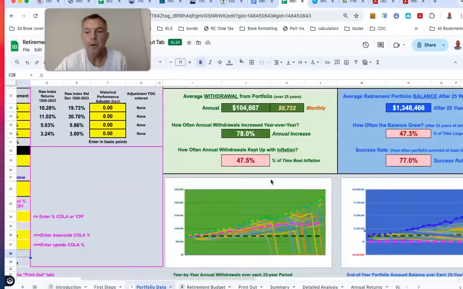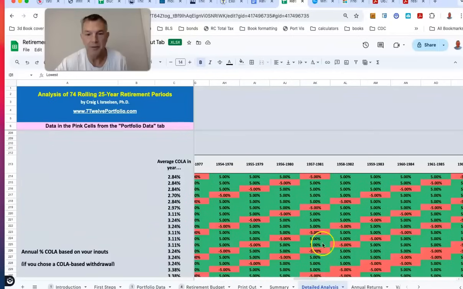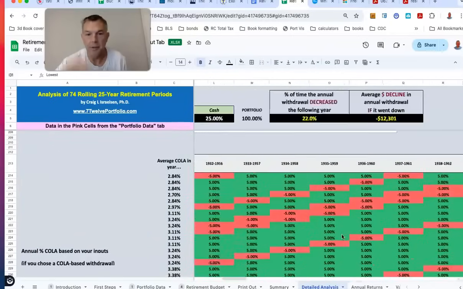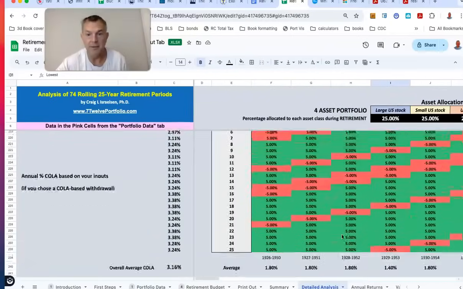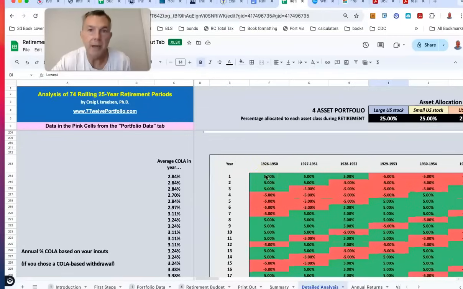All right, so I want to show you how this works. We're going to go to detailed analysis. There's so much here. I love this thing right here. What you're going to see is fantastic. This is from 1926 to 1950, 25 years. The green is my income increased by 5%. So I went from 70,000 to whatever 5% of 70,000 is, 3,500 bucks, something like that.